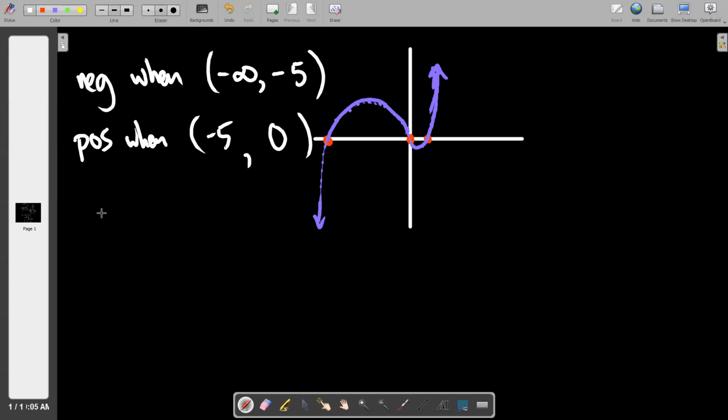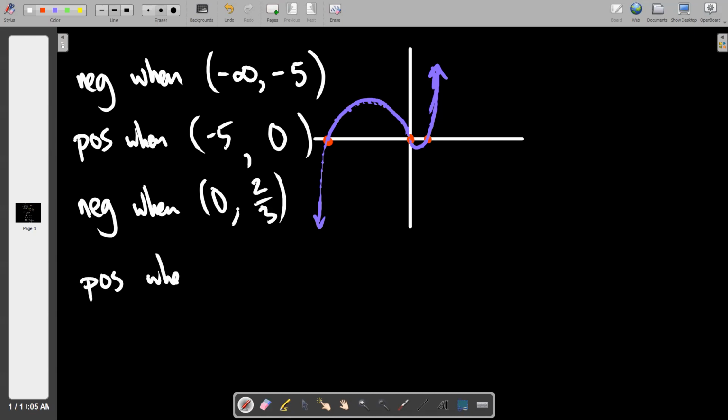Let's go again. Our third interval is negative. And what can we say about that? Negative when from 0 to 2/3. And then our final interval is positive when. So we go from 2/3, comma, to positive infinity. Good. And you can put the positive sign or leave it off. Everyone knows by default that it's positive.